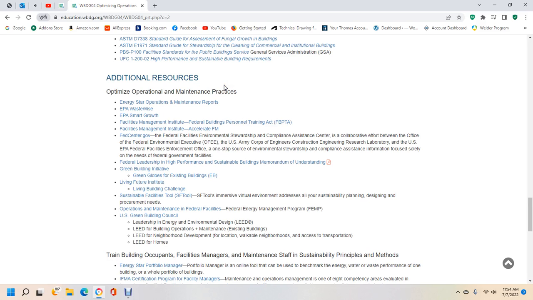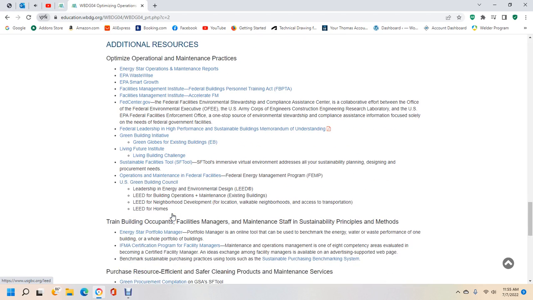Additional resources: optimization, Energy Star, operation and maintenance, EPA WasteWise, Smart Growth, Facility Management Institute, Federal Building Personnel Training Act, Accelerate FM, Federal Center, Federal Leadership in High Performance and Sustainable Buildings Memorandum of Understanding, Green Building Initiative, Green Globes for Existing Buildings, Living Future Institute Living Building Challenge, Sustainable Facilities Tools, Federal Facility operation and maintenance, and the Green Building Council.